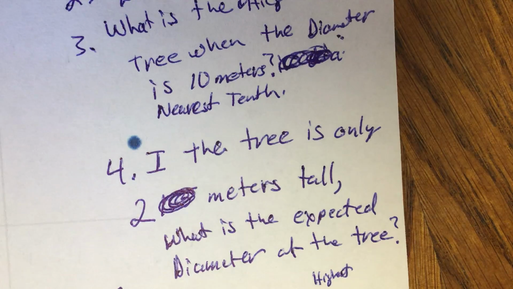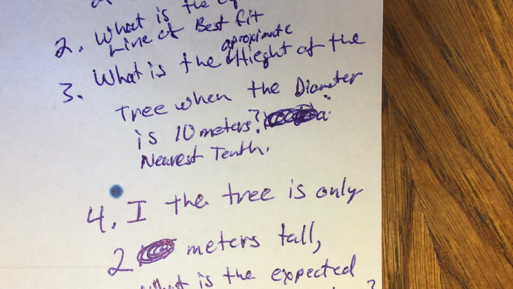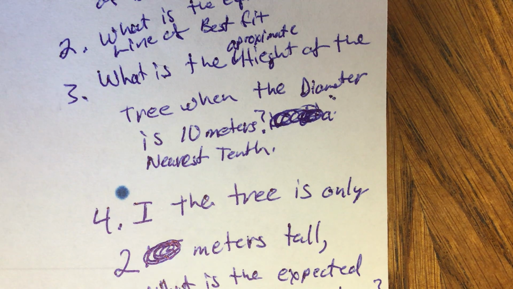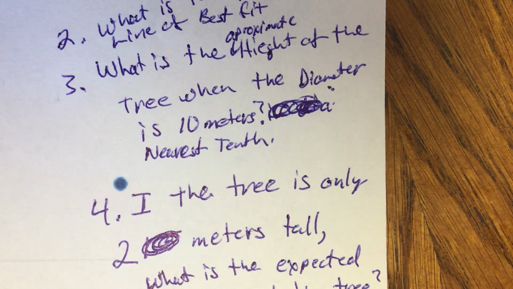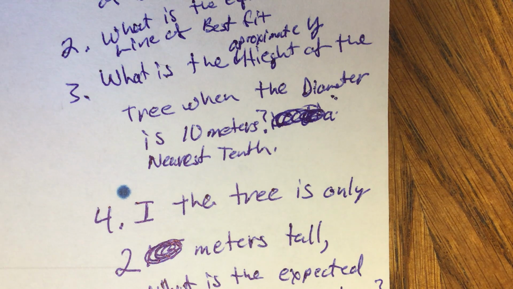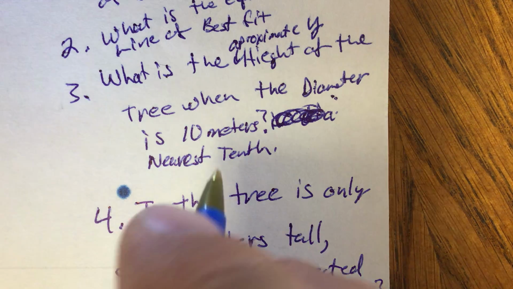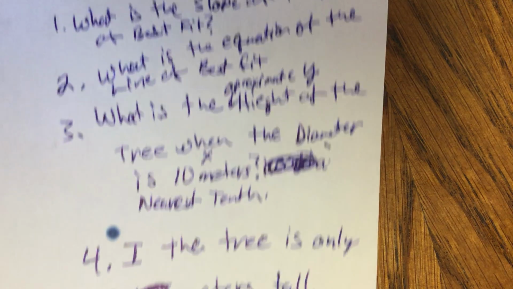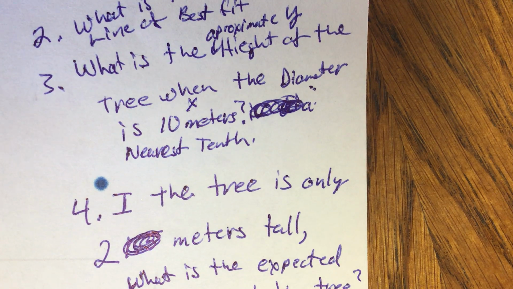Now we're going to answer the third question. The third question says, what is the height of the tree when the diameter is 10 meters to the nearest tenth? Okay, we're going to do that. We need to find the height, which is the y value, that's the key, that's what was being measured on the y-axis of the tree when the diameter on the x-axis is 10 meters to the nearest tenth.